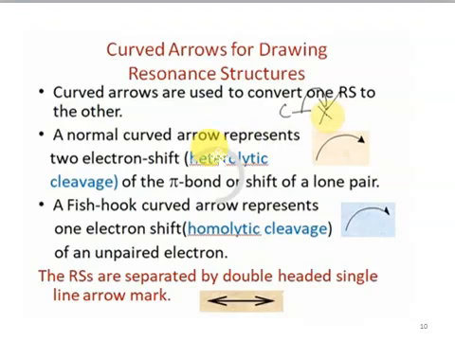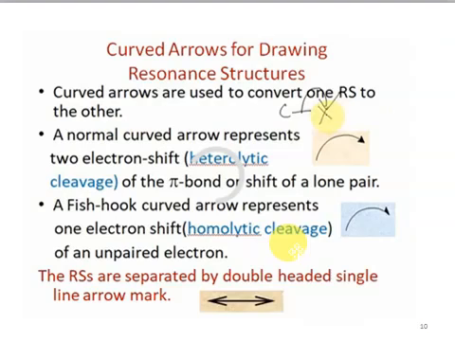And in case you are only shifting 1 electron, especially an unpaired electron, then you have to make use of this fishhook arrow, that single-headed arrow, right? This also shows the homolytic cleavage. So what's the homolytic cleavage and what's the heterolytic cleavage?